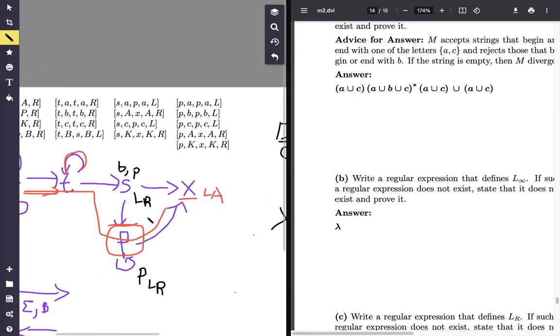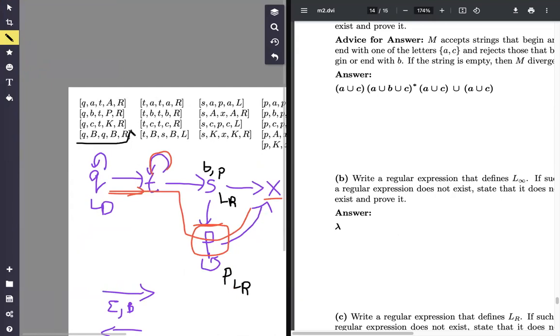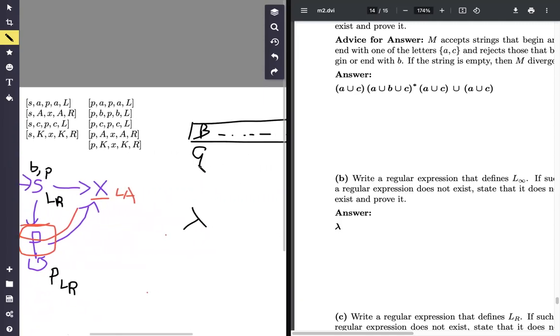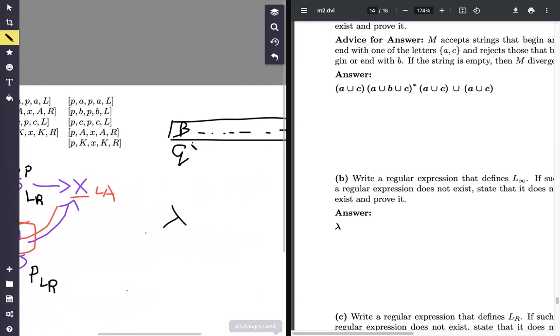Okay, so we start in state Q, right? And notice all of these transitions take me out of Q. The only transition that keeps me in state Q is the one that makes me diverge, which means all I can do is do this. How do I do Q blank R? That means I need to be in state Q and I see the blank. Well, if the first thing I see is a blank, that means my tape was completely empty to begin with, which means my input was lambda. It was empty. So therefore, my answer is just lambda.